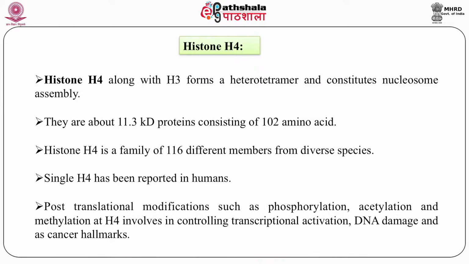Now we'll talk about histone 4. Histone 4, along with histone 3, forms a heterotetramer and constitutes the nucleosome assembly. They are about 11.3 kD proteins consisting of 102 amino acids. Histone 4 is a family of 116 different members from diverse species. A single H4 has been reported in humans.